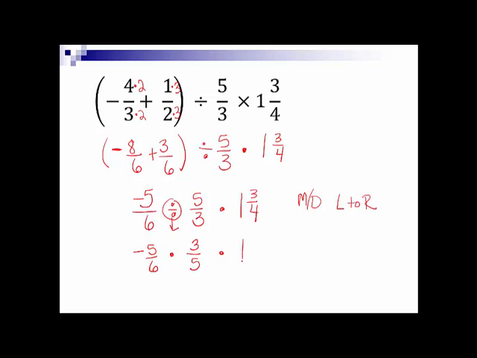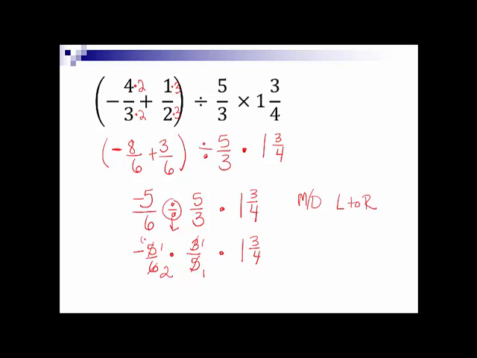I still then have times 1 3/4. So I handle my multiplications from left to right. You can multiply straight across the top, straight across the bottom if you choose. I'm going to do some simplification. 5 goes into 5 once. 5 goes into 5 once. 3 goes into 3 once. 3 goes into 6 twice.